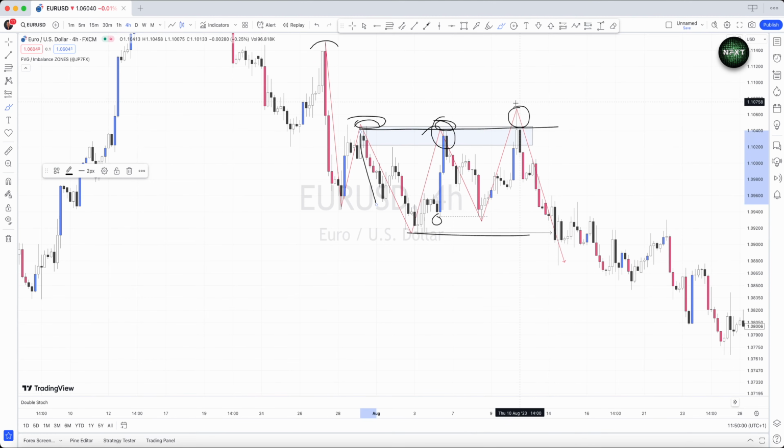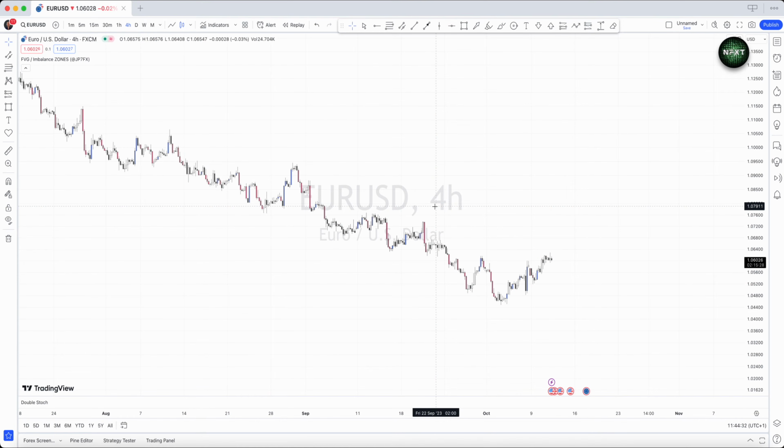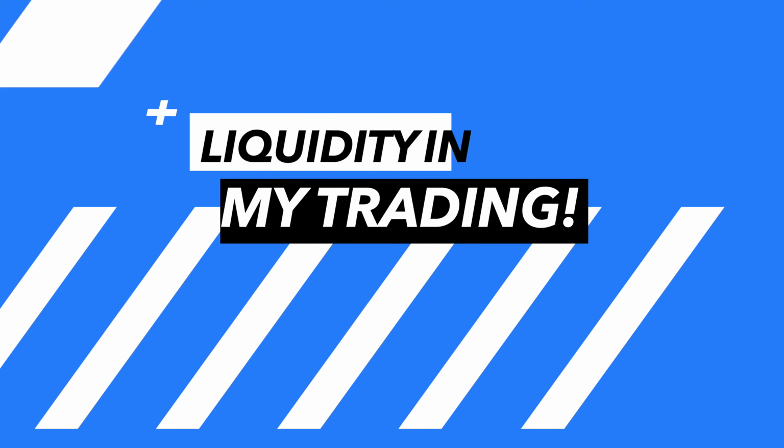So this has all been a liquidity area in the market. This area here, all liquidity, been taken, pushed the market down. Today, I'm going to show you exactly how I use liquidity in my trading.